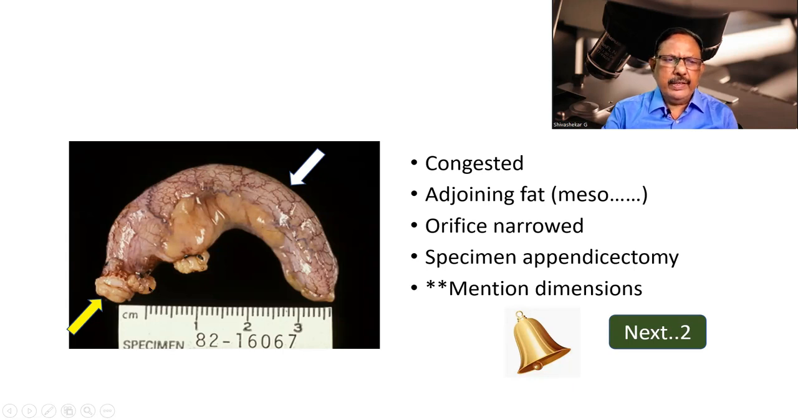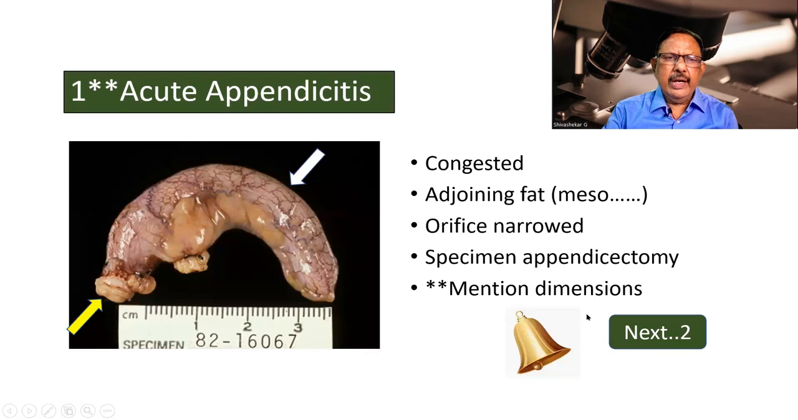The orifice here, the yellow arrow, is narrow, and the specimen is an appendicectomy specimen. So you people will have to mention the dimensions. The diagnosis is acute appendicitis.